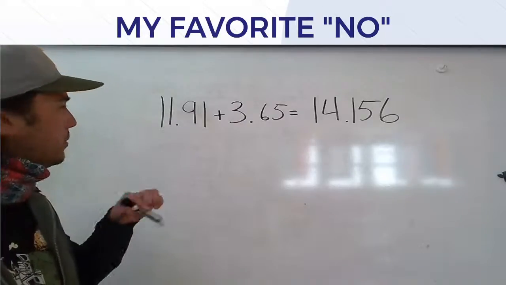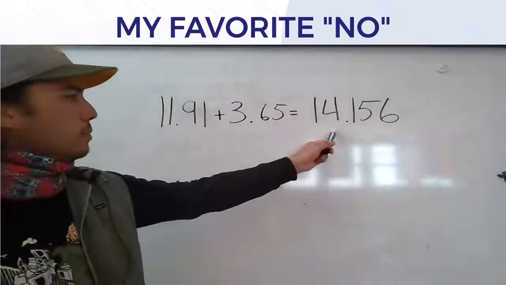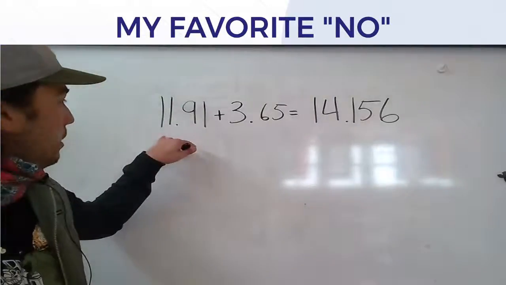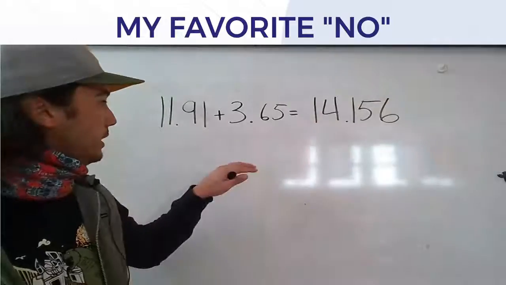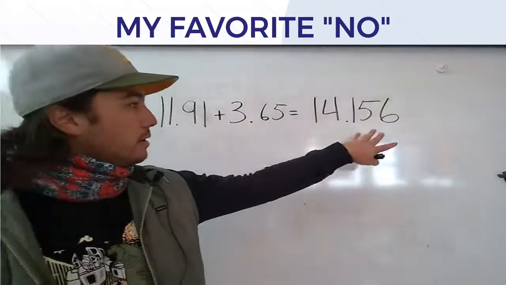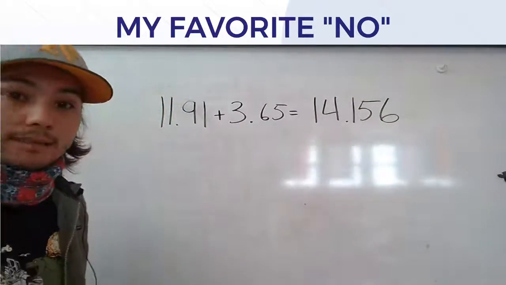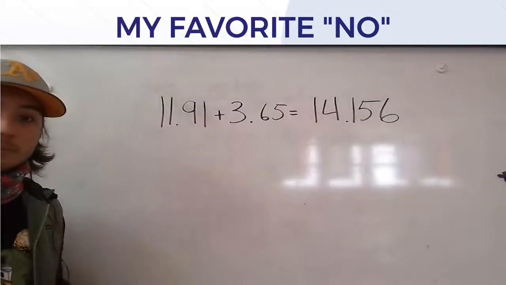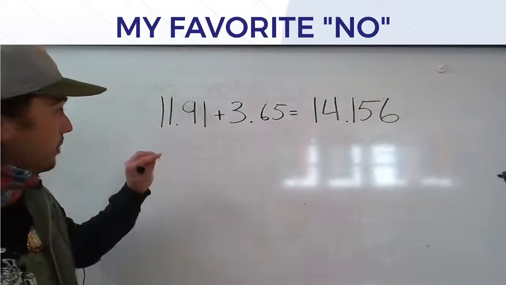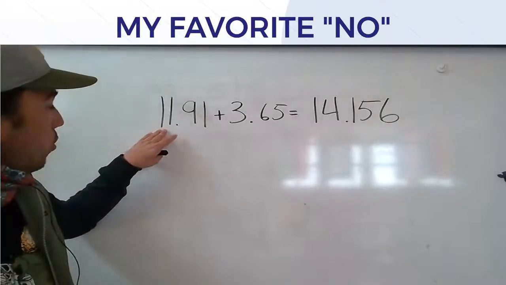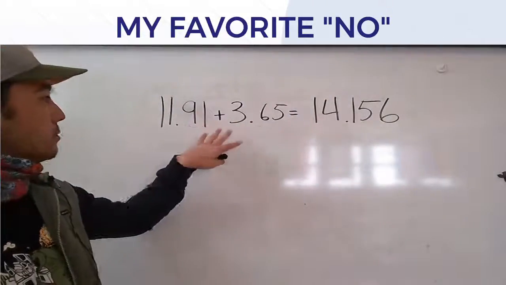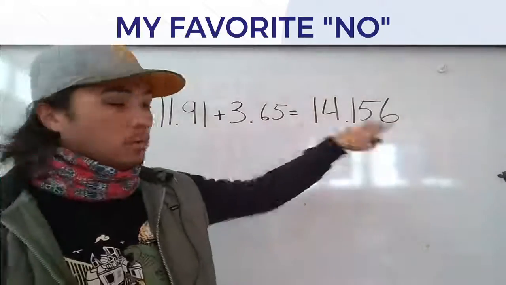Okay, one thing I'm noticing: keeping the whole numbers and the decimals separate. I can clearly see here, there's our 11 plus 3 is 14, and I can clearly see our 91 plus 65 equals 156. I would 100% agree with that. That is completely accurate math. I'm noticing this mathematician did whole number plus whole number to get whole number. Decimal plus decimal equals decimal.